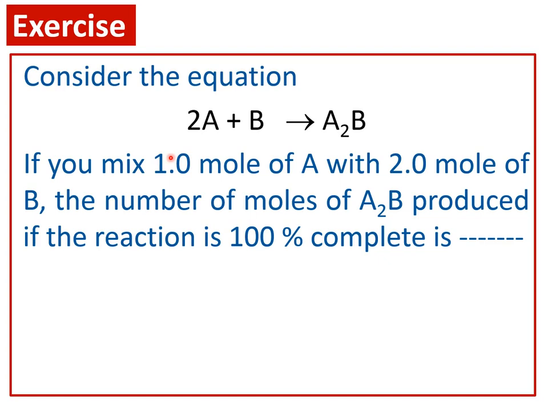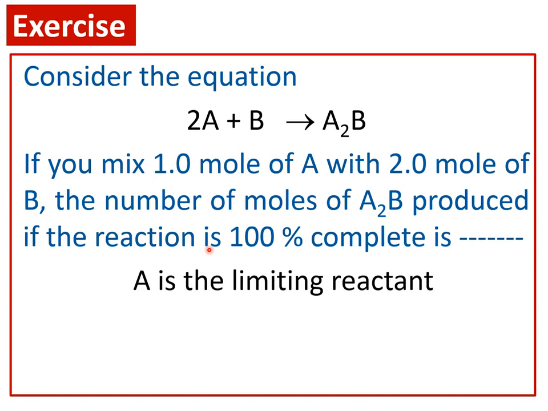Here in the question, it says 1 mole of A is mixed with 2 moles of B. How many moles of A2B can be produced? 0.5. Which is limiting here? A. A is limiting because A is consumed completely. What will be left over from the reactants? How much? 1.5. Only 0.5 will be consumed.